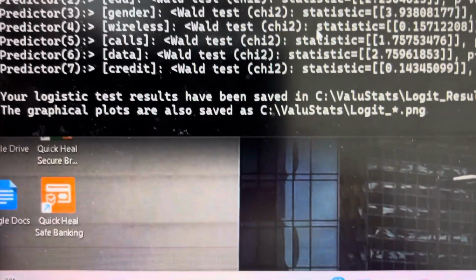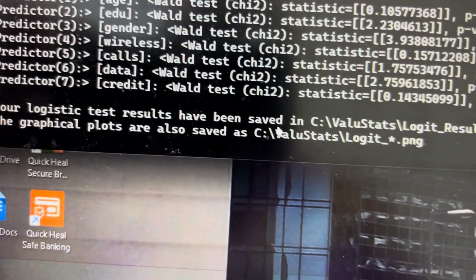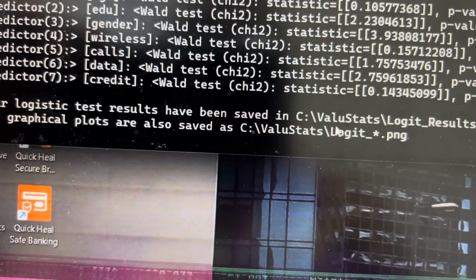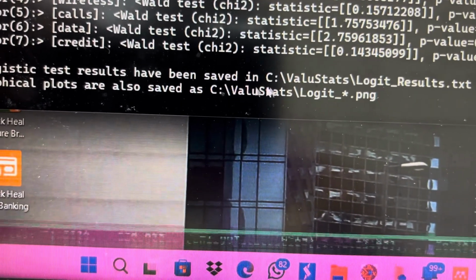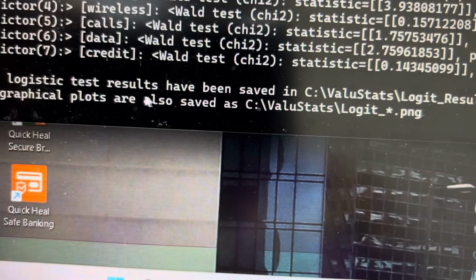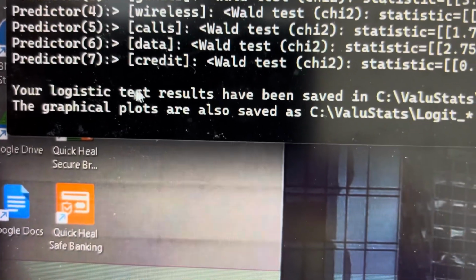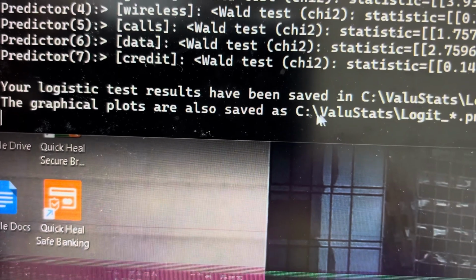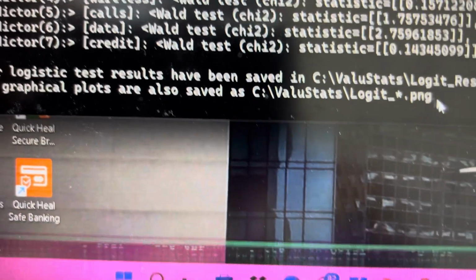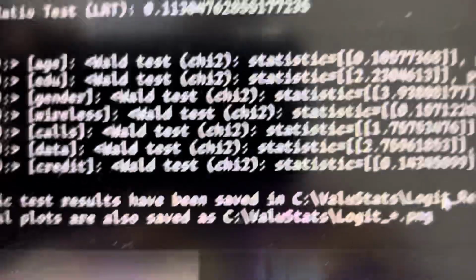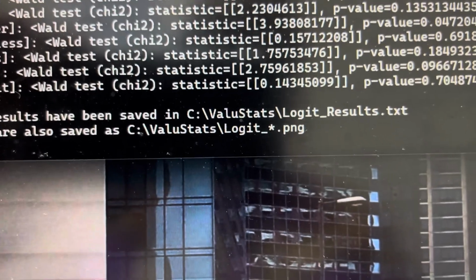So this is a very robust estimation using the Logit. And at the end of the whole thing, it shows us that our logistic test results have been saved to C value stats Logit results.txt, while all the graphical plots you are seeing are also saved as C value stats Logit PNG. So that's that.